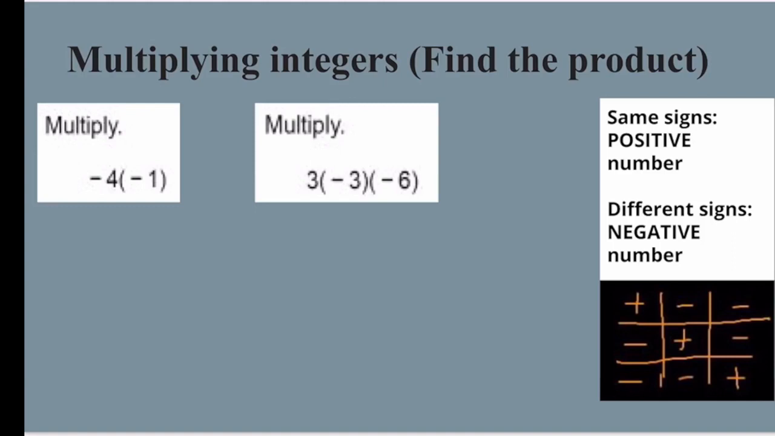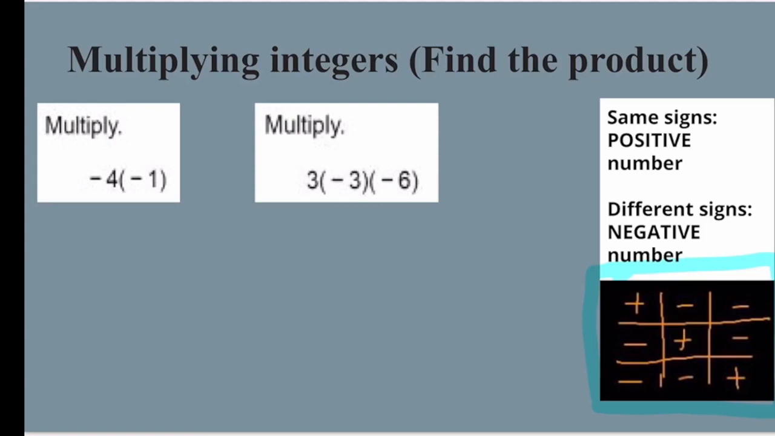Under here I have a kind of tic-tac-toe method that I use. You can read this chart in any order: top to bottom, bottom to top, left to right, right to left, diagonal. It shows you the first number times the second number equals the third number in terms of signs. These rules also work for division.